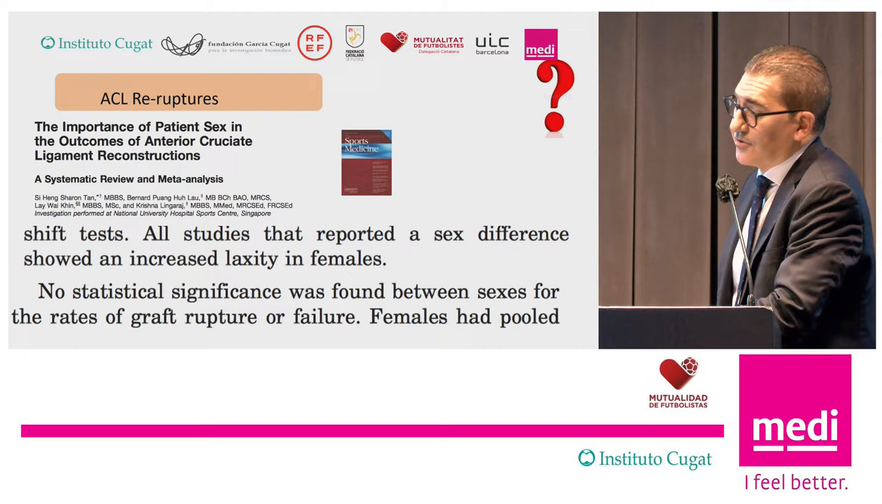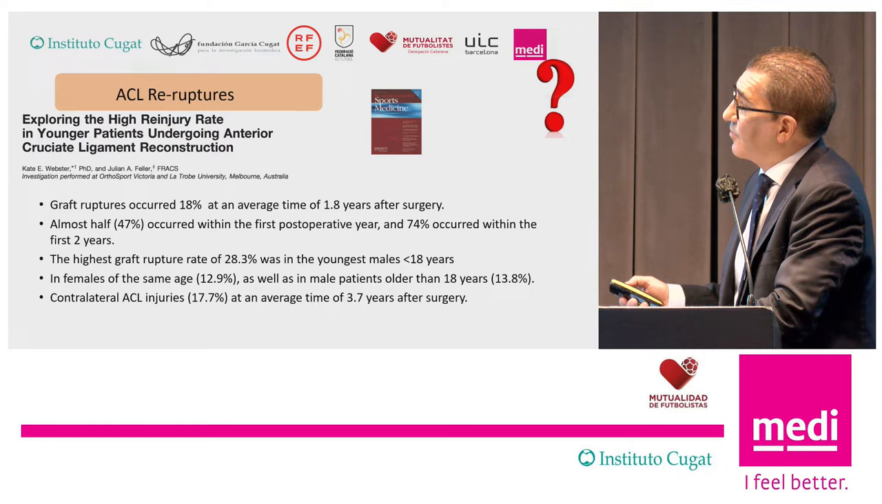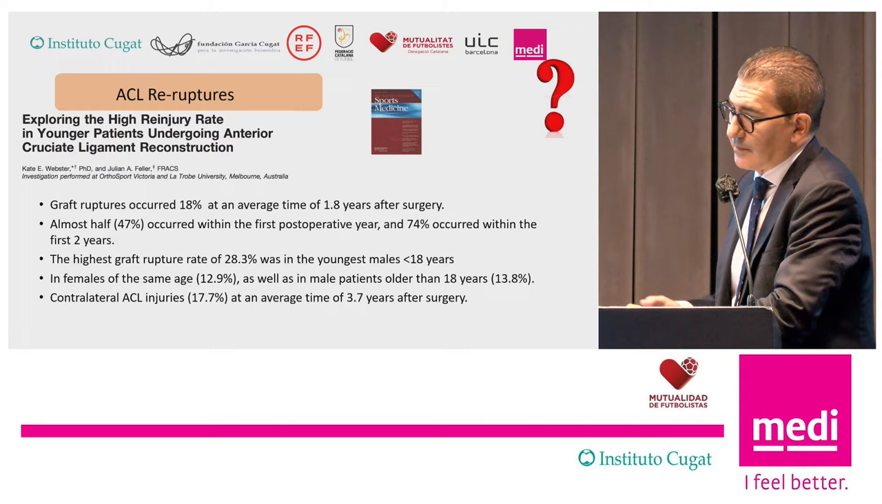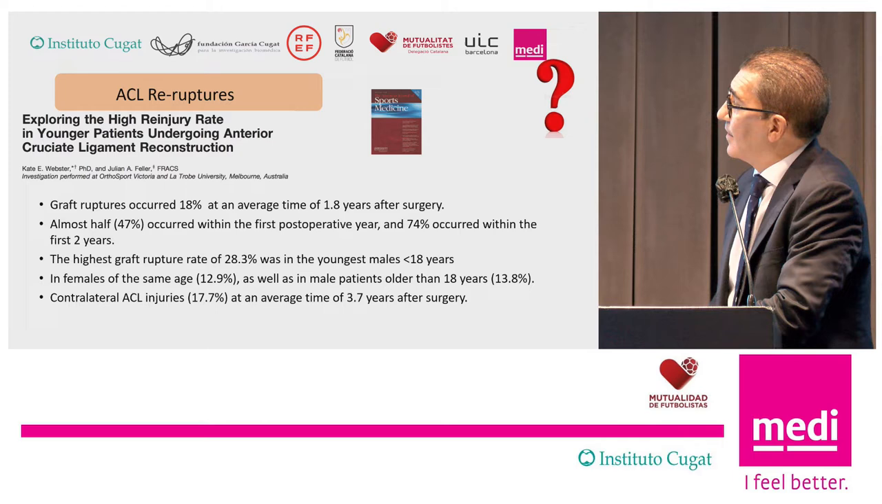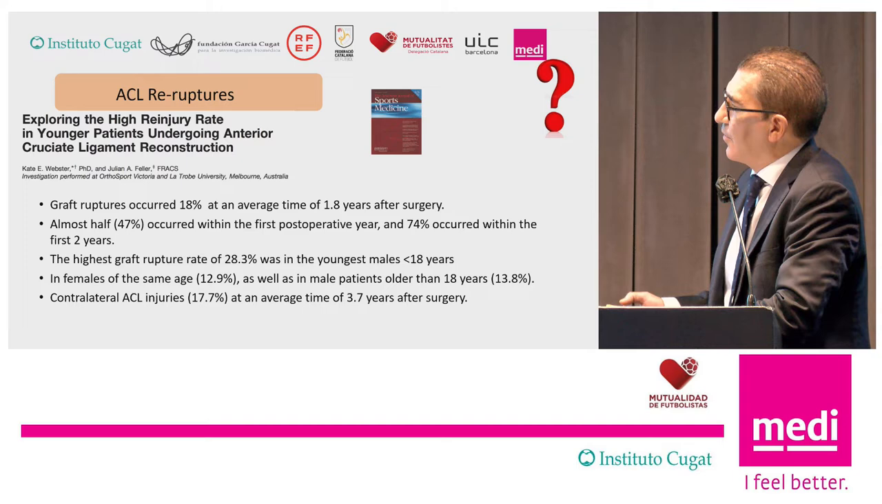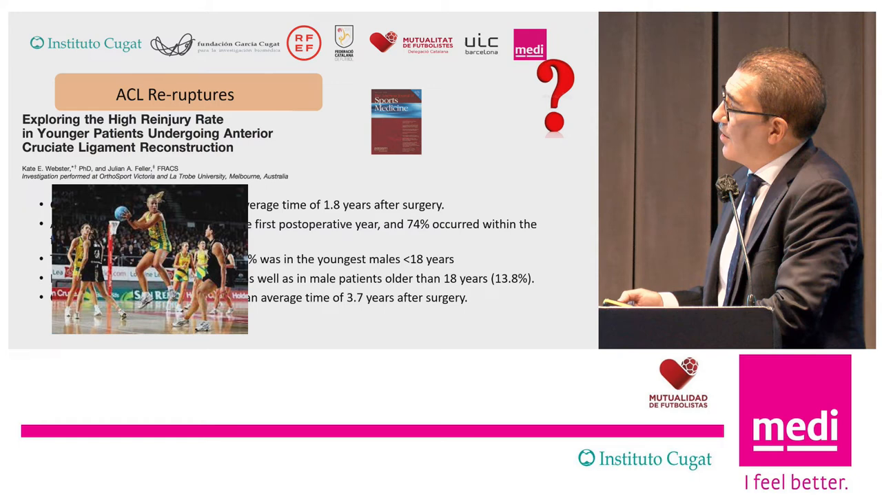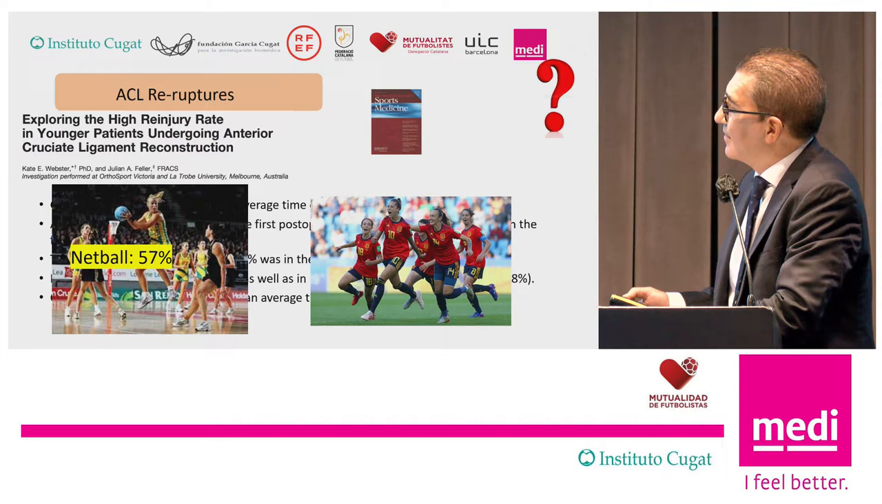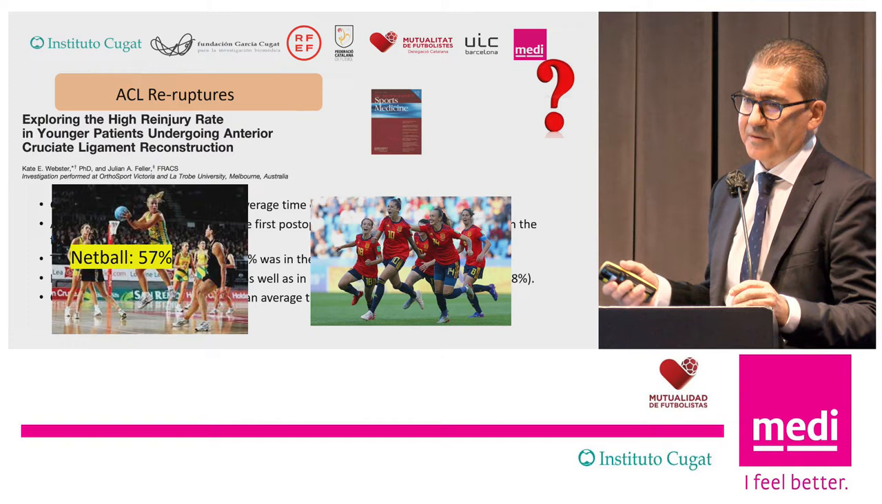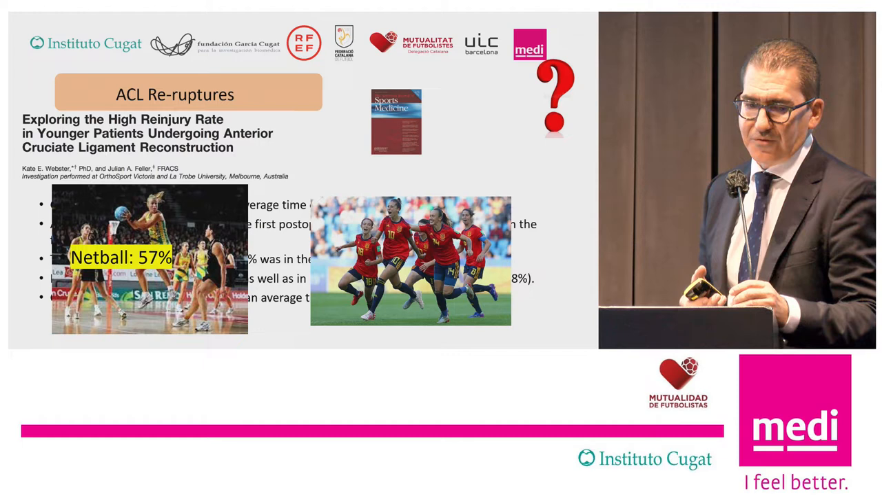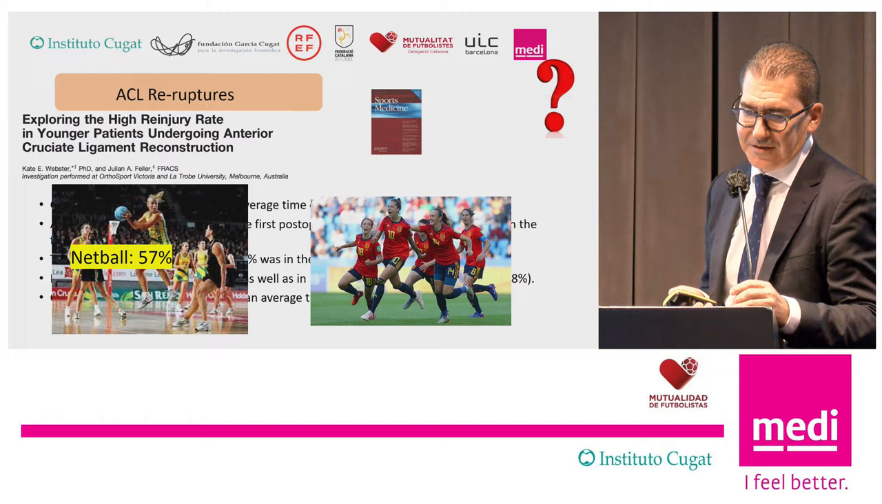Another study exploring the high reinjury rate in younger patients, performed by the group of Kate Webster, a very, very good research group from Australia. The graft rupture in young people occurred in 18%, on average at 1.8 years, most of them in the first year, and the highest graft rupture rates were like 30%. But in this study, take care, because most of the women played netball and only 10% of this study played soccer. So when we read the conclusions of studies, take care, because sometimes the materials and methods are not clear. And netball is not the same as soccer; netball is a sport practiced in Australia, not in our country, for example.